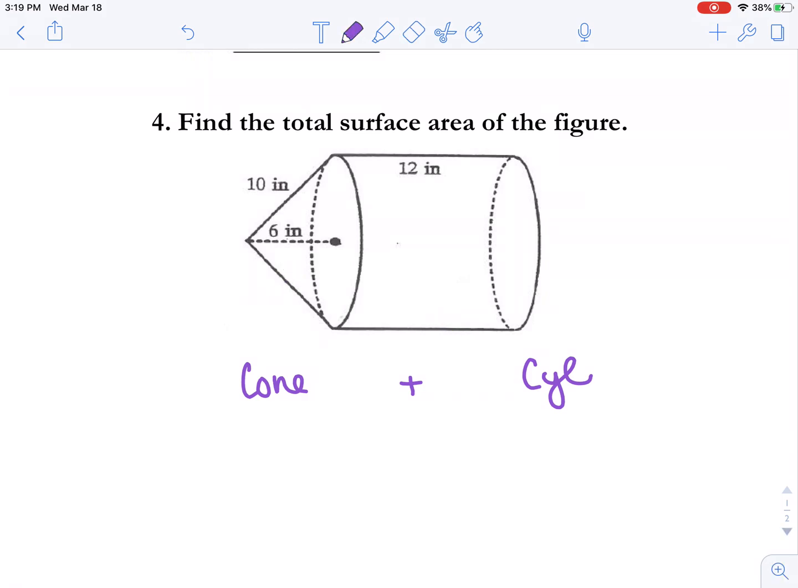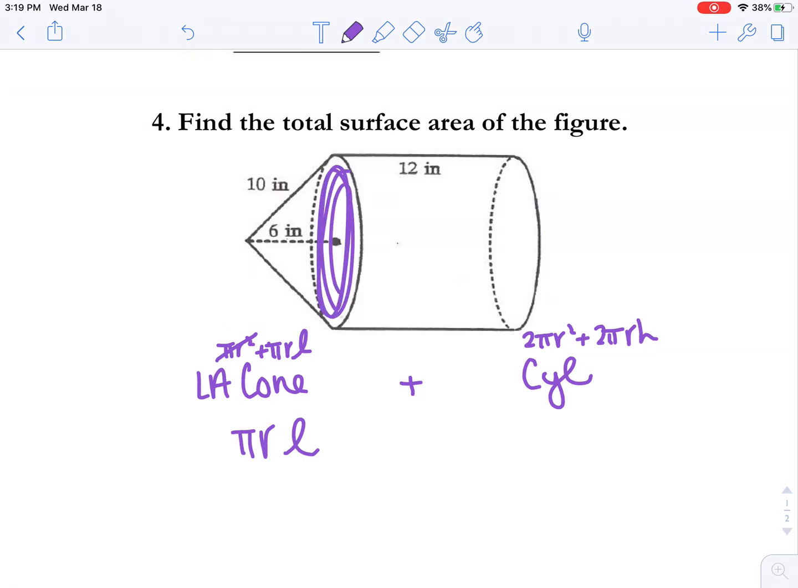All right, so when we're looking at our cone, we're asking, are we finding the entire surface area of the cone, like the base and the lateral area? Well, because the base is being stacked, we won't include that. So we're not going to include the base. We just want the lateral area of the cone, which is pi RL. When we look at the cylinder, are we including the entire surface area of the cylinder, the 2 bases and the lateral area?